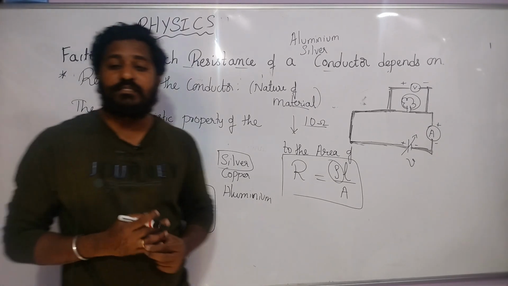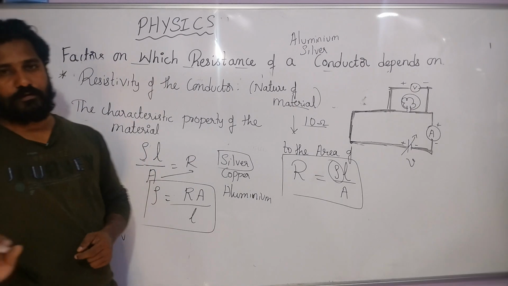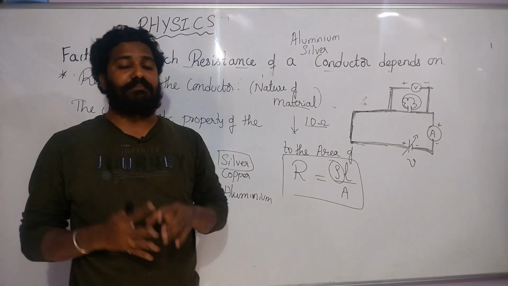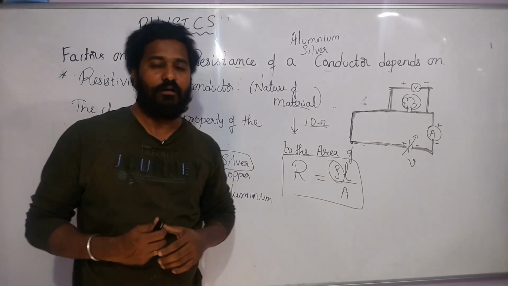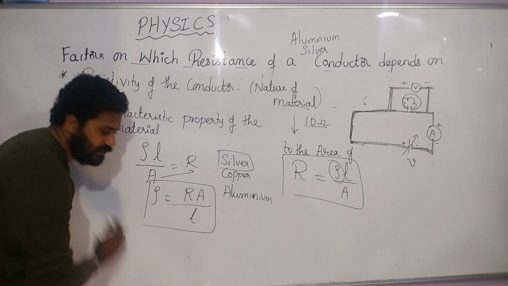Because silver is very expensive. Silver is very expensive, so only we are not using silver as a conductor. Okay, did you understand? So now what is the SI unit of resistivity?